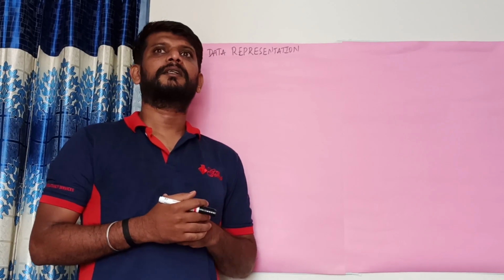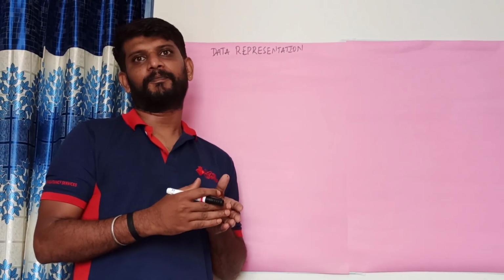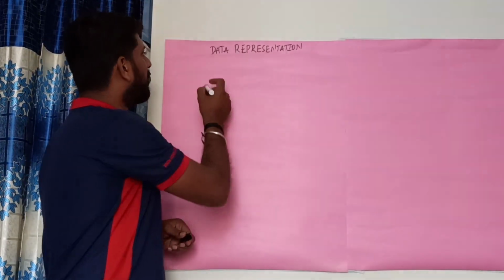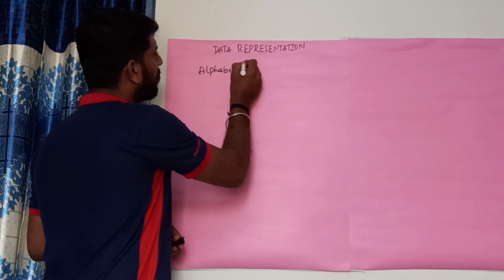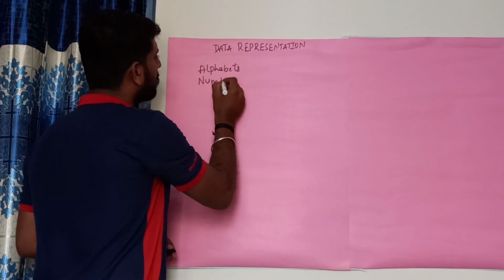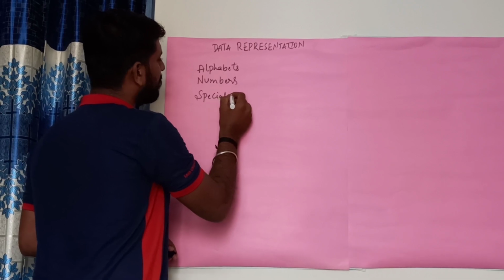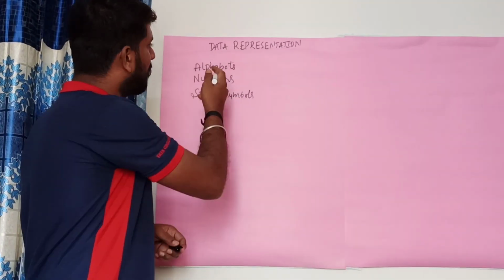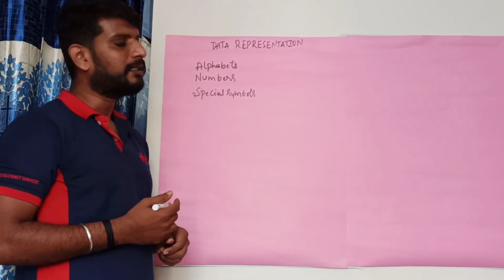Now what happens is, human language is different. Whenever you are using a certain language, you usually make use of alphabets. Human language consists of the alphabets and the numbers and then the special symbols. Okay, human language will be consisting of these things, that is the alphabets, numbers and then the special symbols.